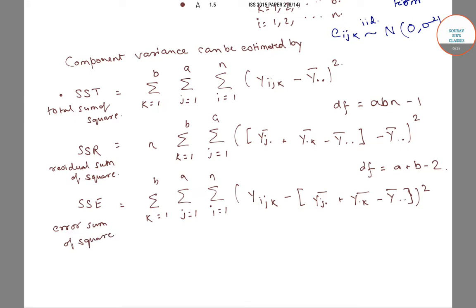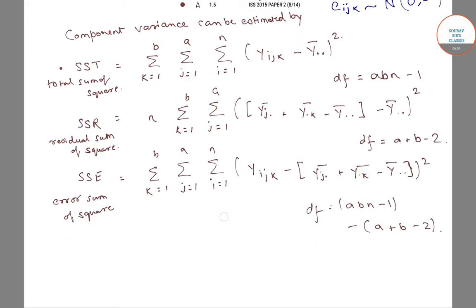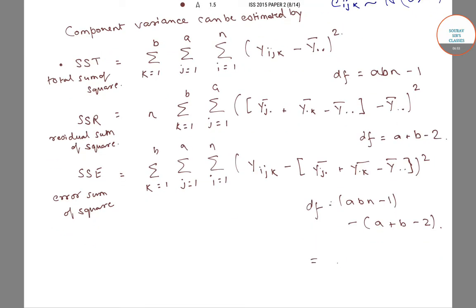And the degrees of freedom corresponding to SSE, that is error sum of square, is a b n minus 1, minus a plus b minus 2. So from here we can write the degrees of freedom as a b n minus a minus b plus 1. So these three are the unbiased estimators of different variance components.